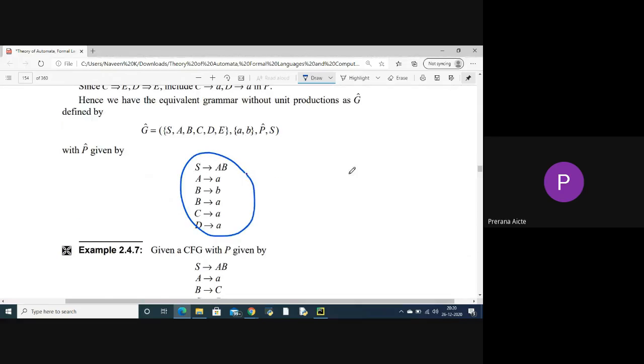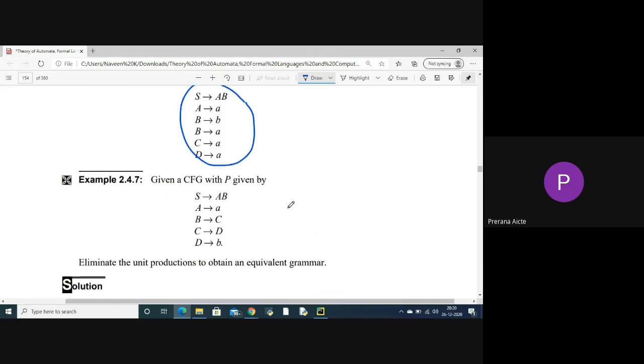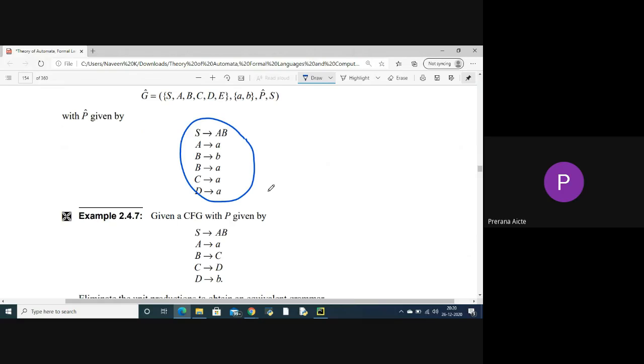This is the answer. S tends to AB. A tends to a, B tends to b, B tends to a, C tends to a.